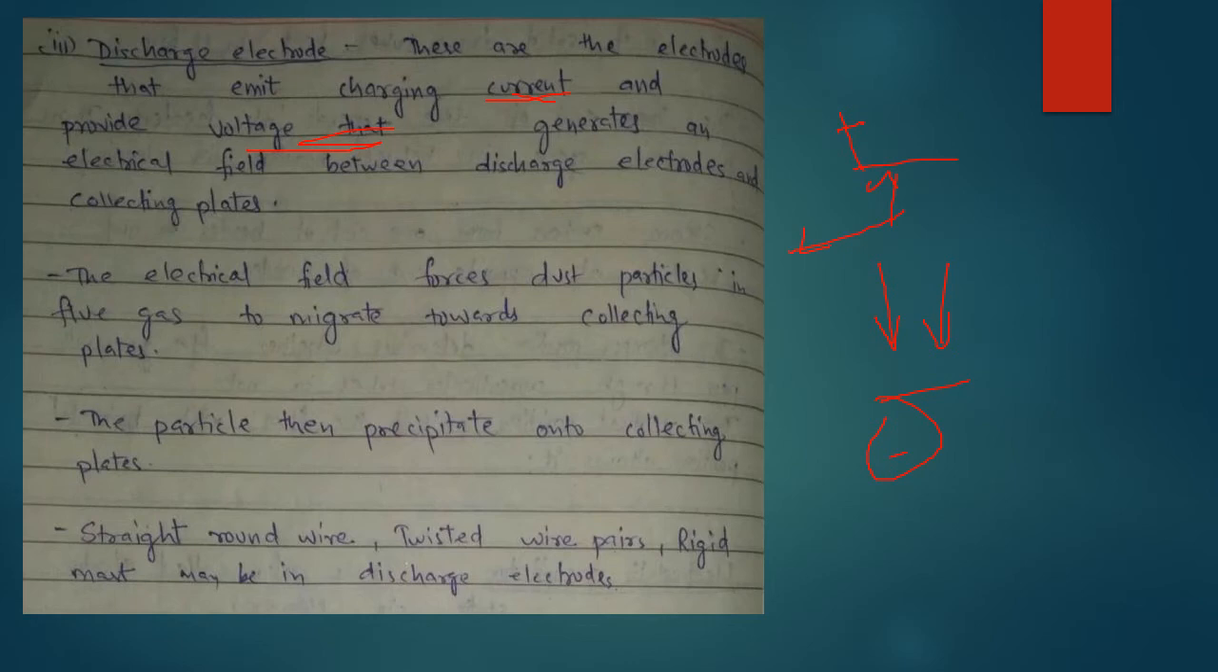The electric field forces the dust particles. The electric field, that means plus charge and minus charge, is maintained so that the electric field attracts the dust particles downwards. So maintenance of the electric field is necessary for the removal of dust particles from the flue gases, and the dust particles will be attracted towards the collecting plate. The discharge electrode can use round wire, straight round wire, twisted wire pair, or rigid mast. So the discharge electrode is made of this kind of materials.